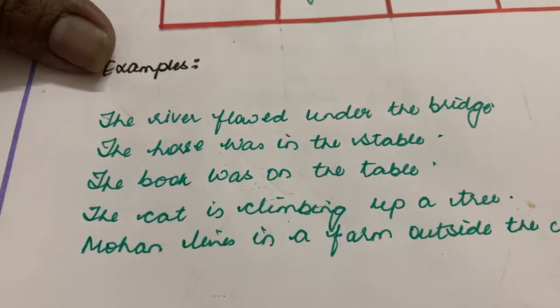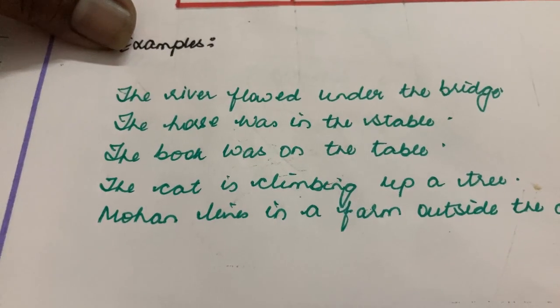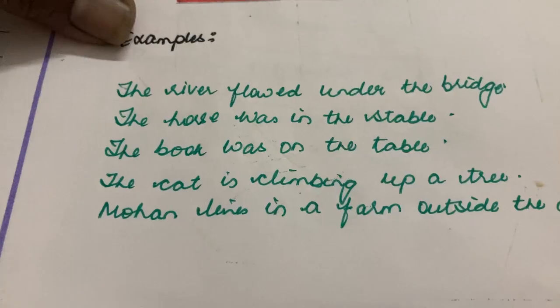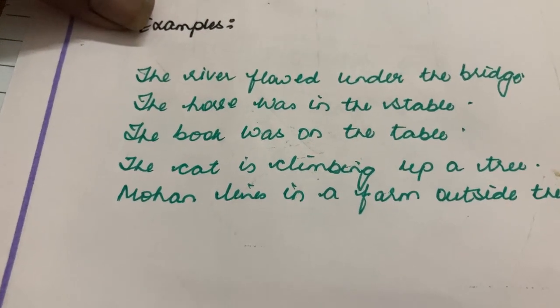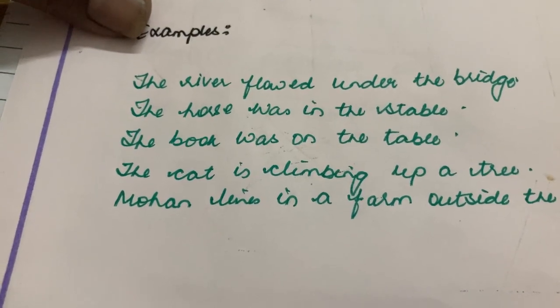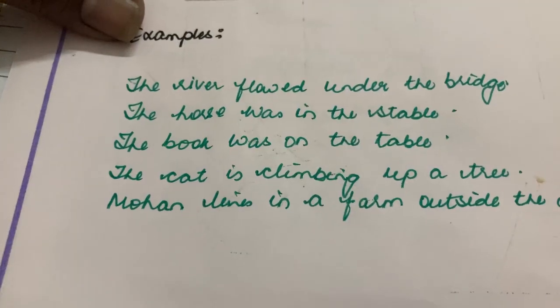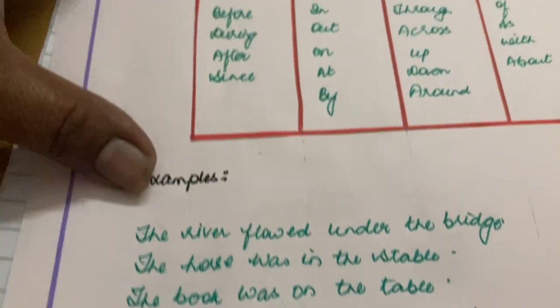So here if we see, the river flowed under the bridge. Here under is the preposition. The horse was in the stable. So where was the horse? It was in the stable. The book was on the table. So where was the book? The book was on the table. So these words like in, under, on are all prepositions.